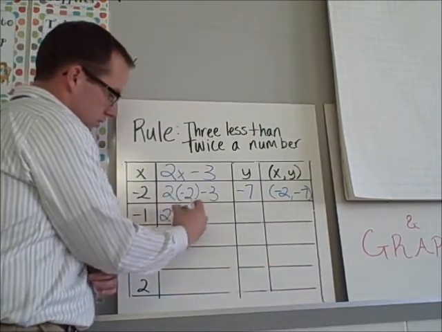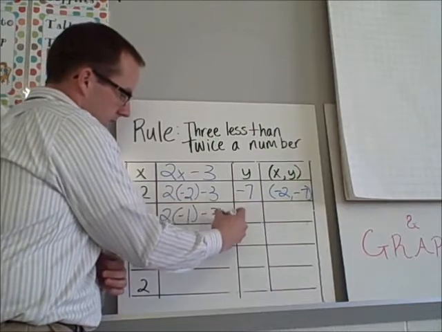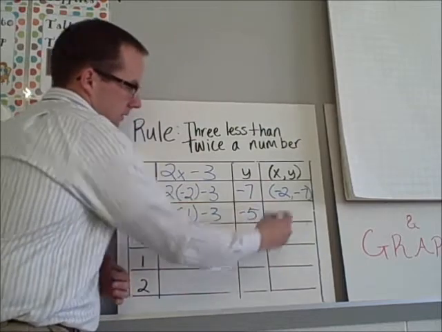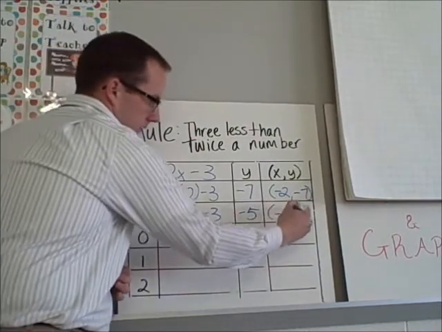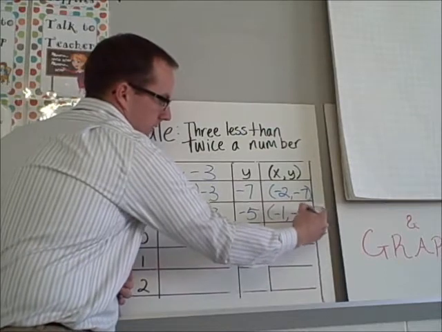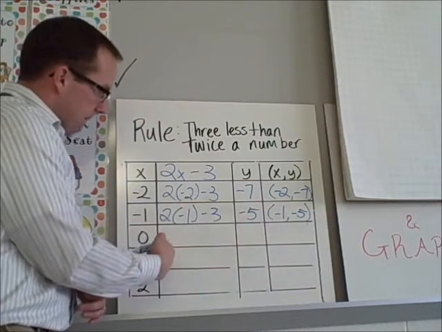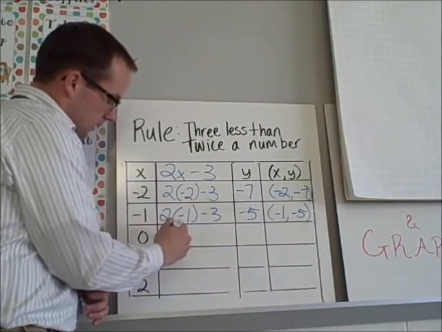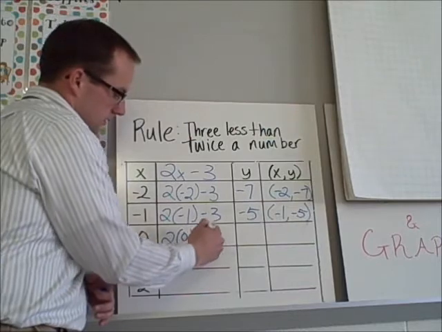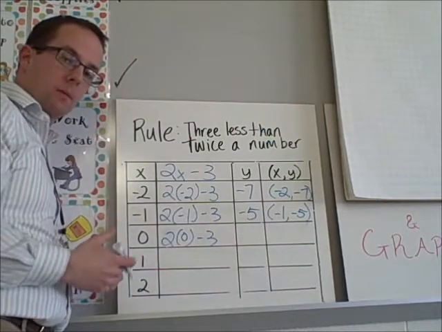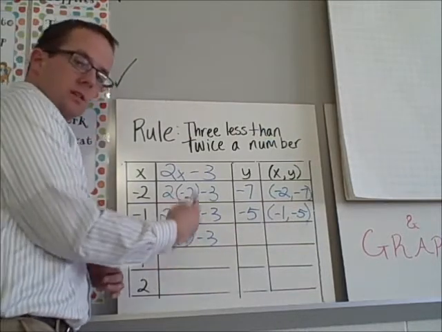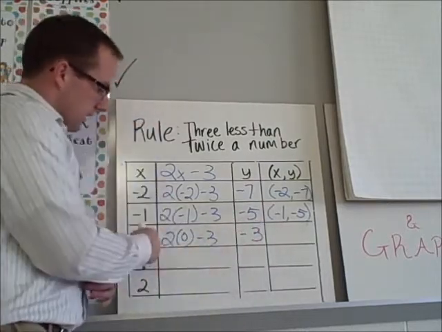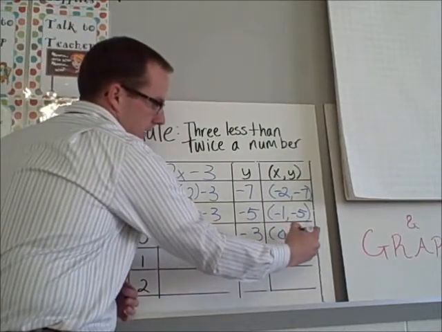So here we go. 2 times -1 minus 3. That's -2 minus 3, that's -5. And my x coordinate is -1, my y is -5. Moving on, 2 times 0 minus 3. Well, we all know that the zero property of multiplication says that 2 times 0 is 0, and then minus 3 is -3. So your coordinates here are 0, -3.